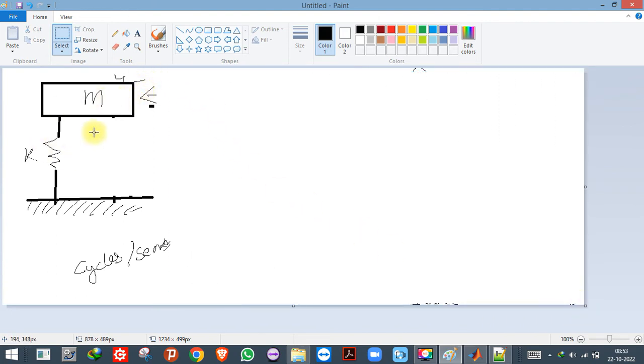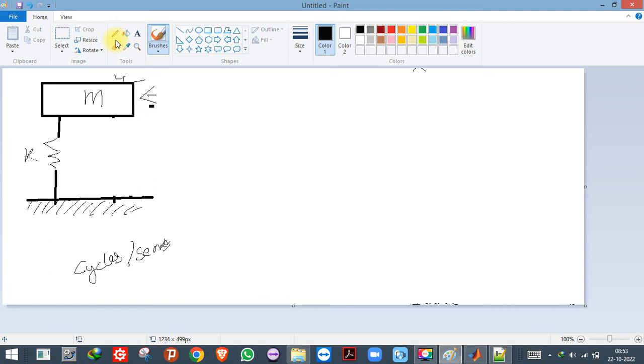Okay. So this is a mass spring system. We have not used the damper. Damper we'll check later. So as I said, the damping force usually acts opposite to the motion.